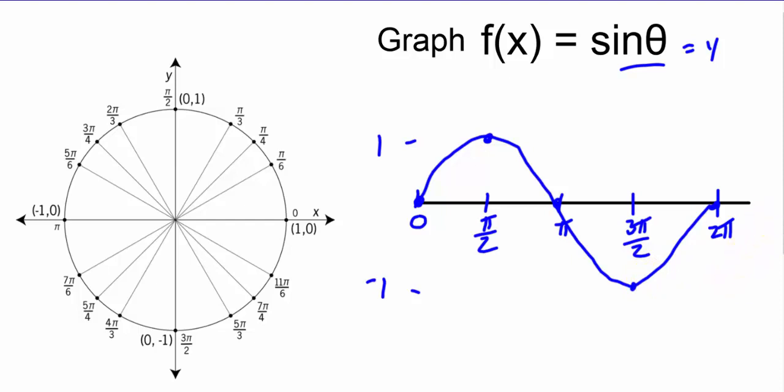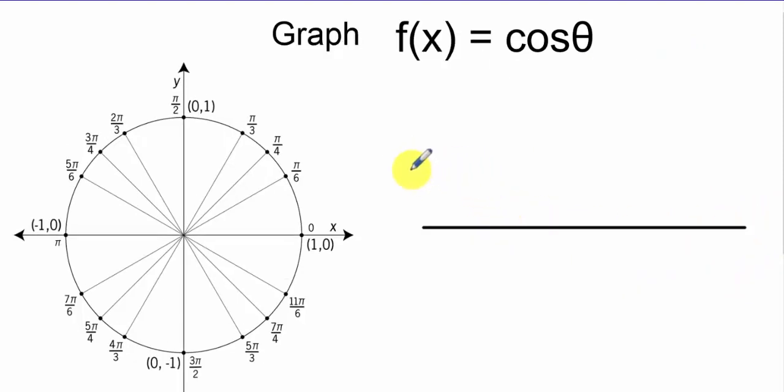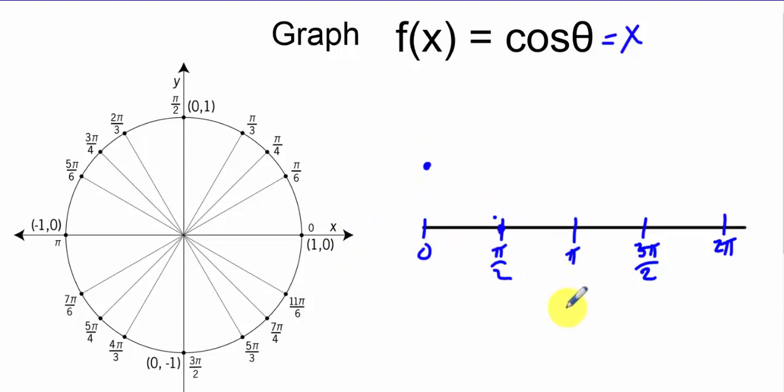Likewise, cosine can be done the same way. Take values at 0, pi over 2, pi, 3 pi over 2, and 2 pi, and graph the cosine values, which in this case are x values. So at 0, my x value is 1. At pi over 2, it's 0. At pi, negative 1. At 3 pi over 2, 0. And at 2 pi, 1. And I connect the dots.